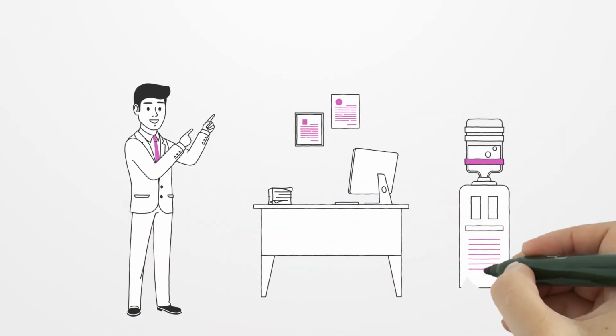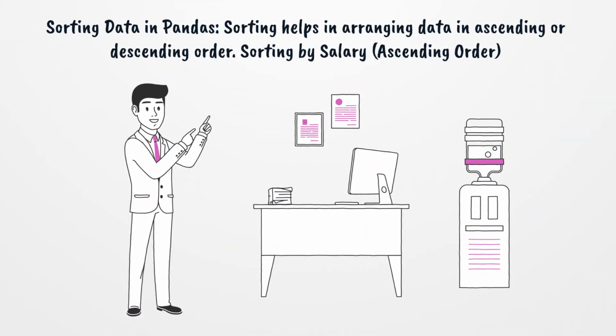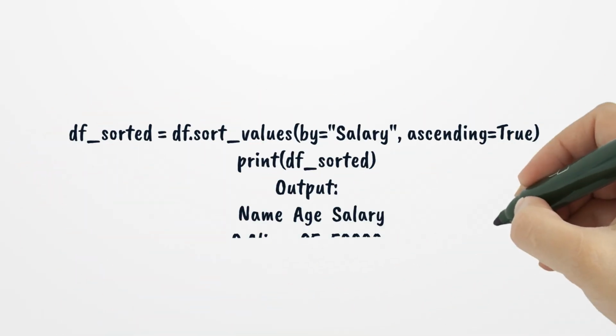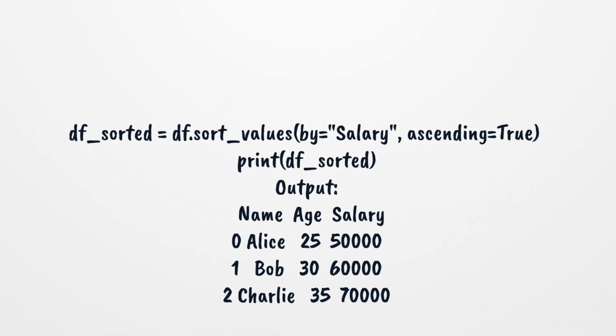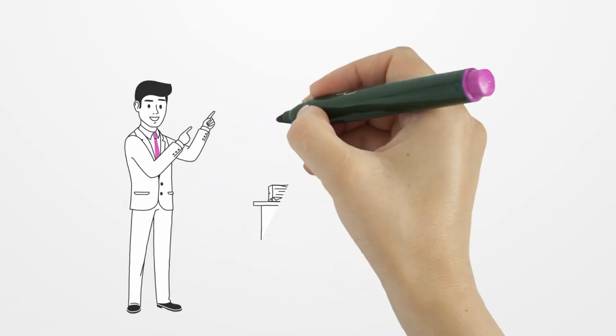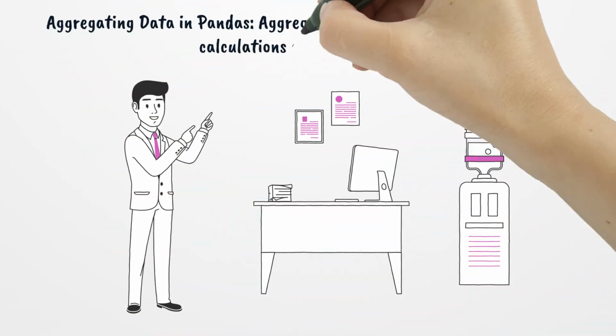Sorting data in pandas. Sorting helps in arranging data in ascending or descending order. Sorting by salary, ascending order: df_sorted = df.sort_values(by='salary', ascending=True), print(df_sorted). Output: name, age, salary. 0 Alice 25 50,000. 1 Bob 30 60,000. 2 Charlie 35 70,000.